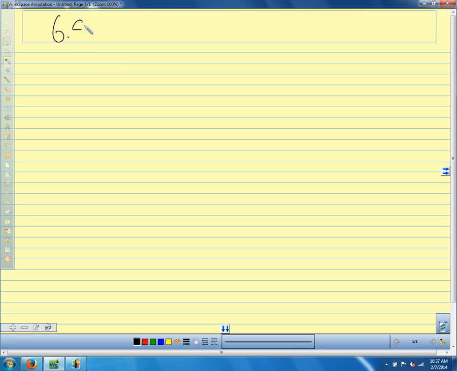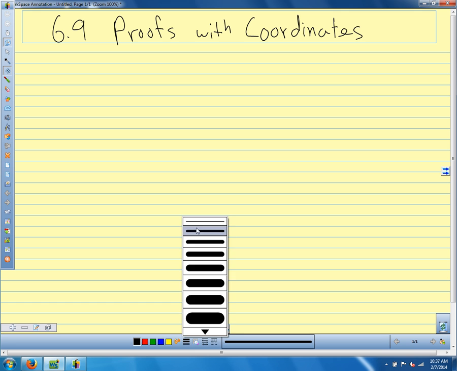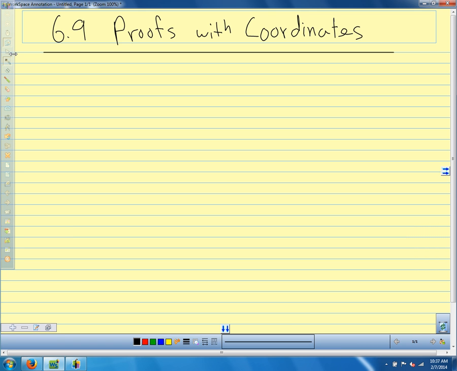So we're in 6.9. So we're doing proofs with coordinates. All I want to do, we're not adding anything new, we're not really learning anything new. I'm just going to do an example of a proof using coordinates, the type of proof that you might be asked to do in your homework or on a quiz or a test.